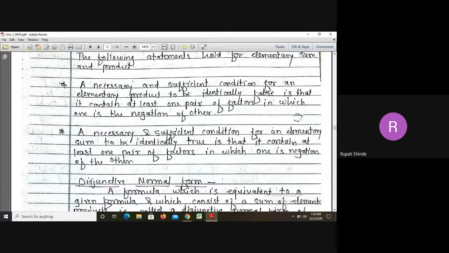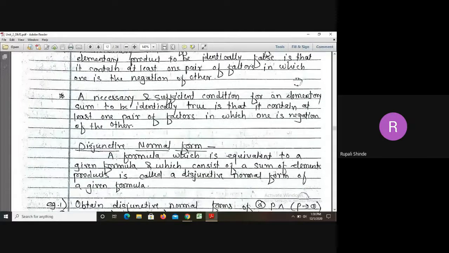Likewise, consider the elementary sum. A necessary and sufficient condition for an elementary sum to be identically true is that it contains at least one pair of factors in which one is the negation of the other. If you consider the variable P as P or negation P, you will get its value as always true. So these are the two conditions for elementary product and elementary sum.